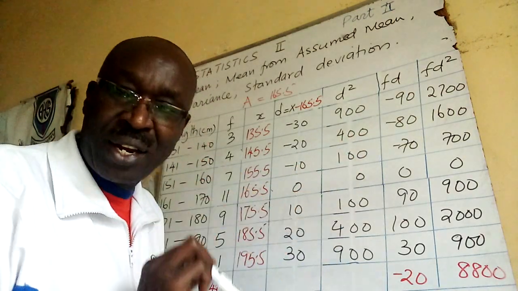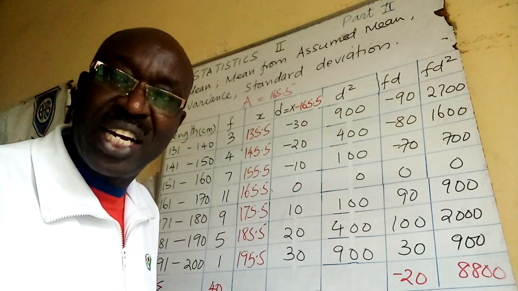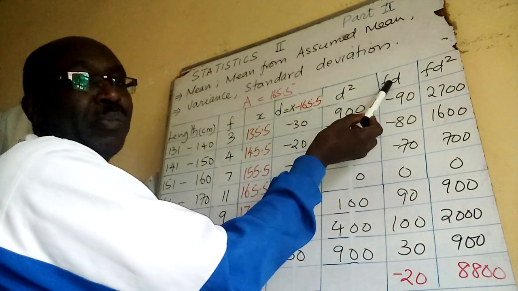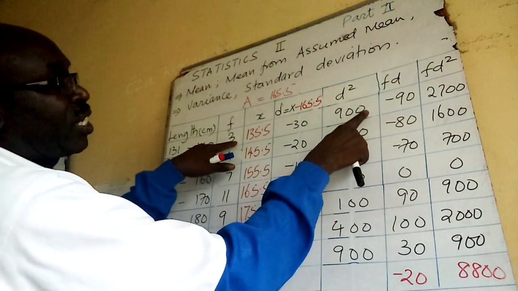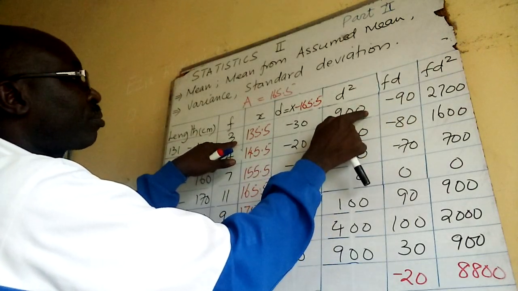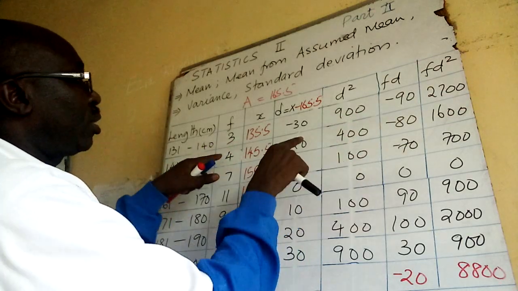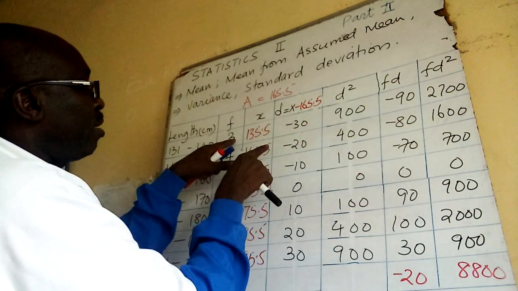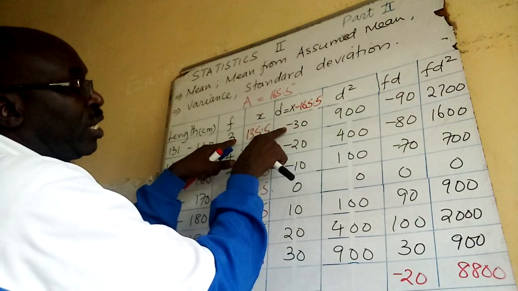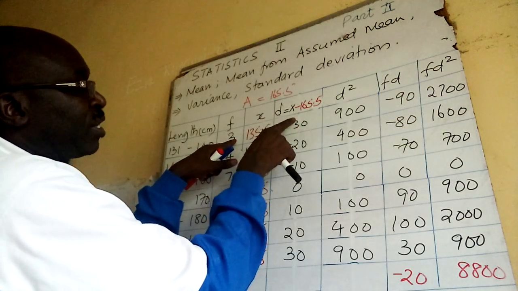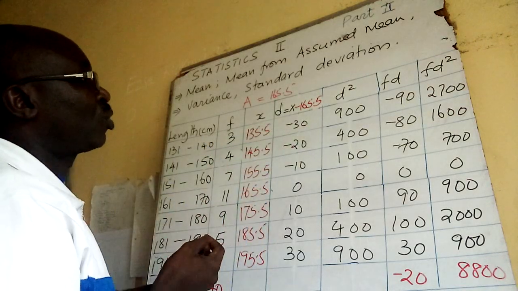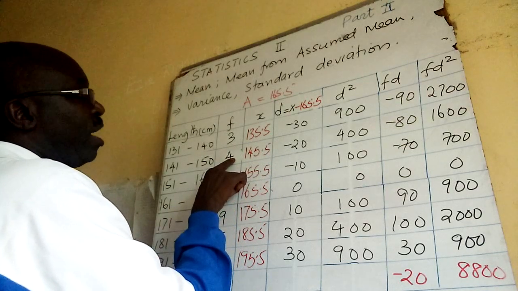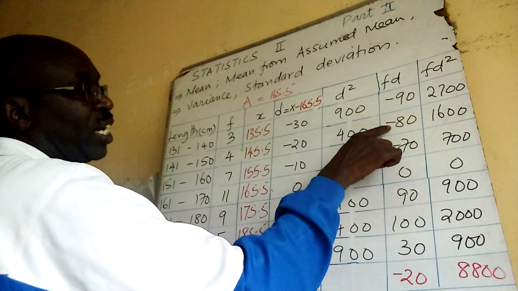But in the formula, the numerator wants us to multiply f times d squared. So after getting d squared, you multiply by f. Now this is d squared and this is its f. Sorry, this is fd. We get fd first. f is 3, and then d is negative 30. Okay? So you get negative 90. 4 is f, its d is negative 20. You get negative 80. Okay?